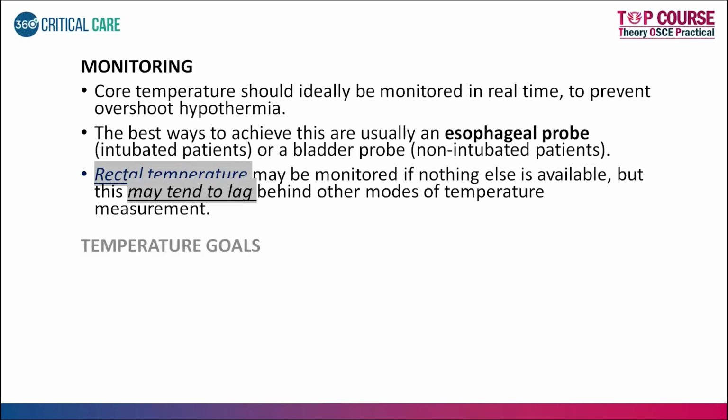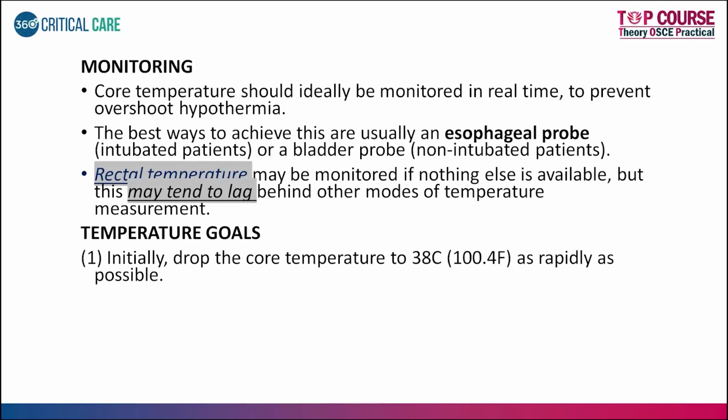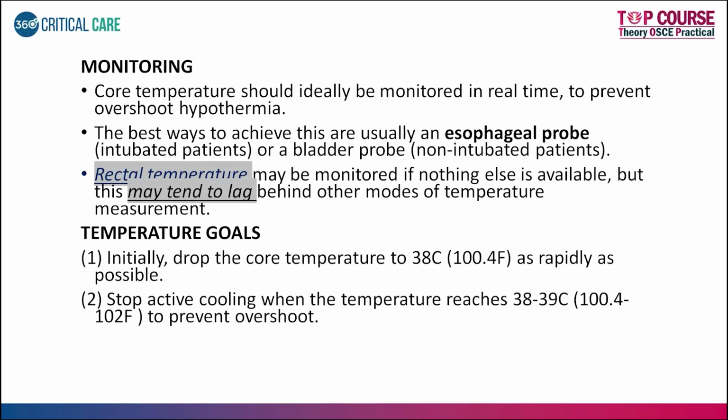Okay, what are the temperature goals? As I told you, try and achieve the drop in temperature to roughly around 38 degrees Celsius within 1 to 2 hours, or as rapidly as possible. Okay, it is always possible the patient can switch back to hypothermia as soon as you stop this. So you have to keep a watch on this patient and always monitor to prevent any overshoot.